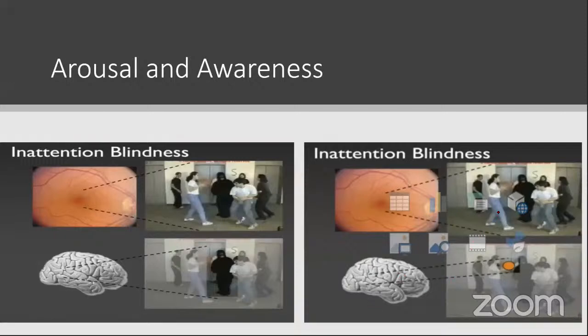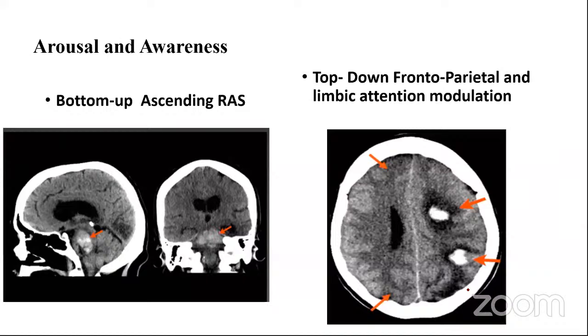The brain is not paying attention to that, but the brain is paying attention only to the ball. So this is what is inattention blindness, because you are focusing on one thing only. So that is what is the awareness and attention. This will be disturbed at the top down frontoparietal limbic attention modulation. This will be disturbed if there are lesions like this.